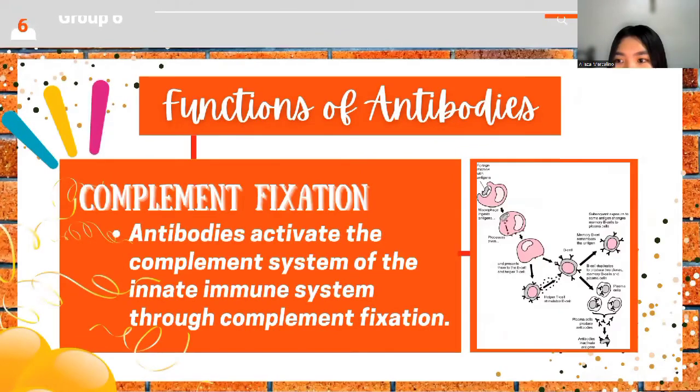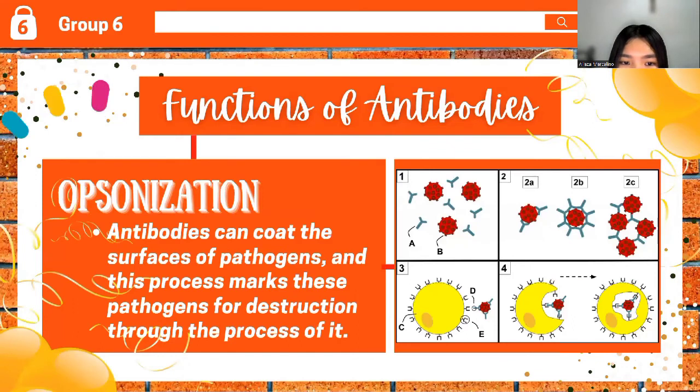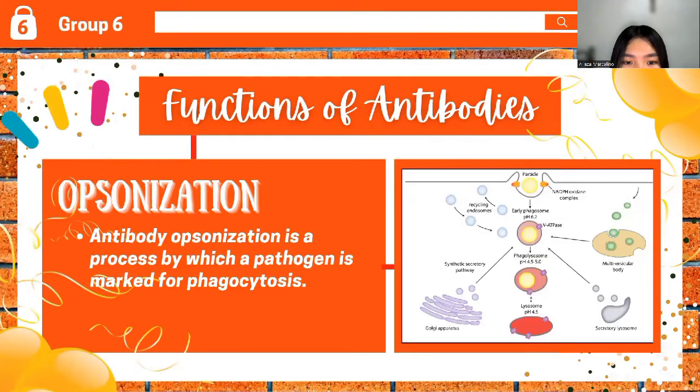In this page, we're gonna tackle opsonization. Antibodies can coat the surfaces of pathogens, and this process marks these pathogens for destruction. Basically, opsonization stimulates removal of pathogens by macrophages and other cells by coating the pathogen. During opsonization, the antibody's tail binds to an Fc receptor on a macrophage, neutrophil, or natural killer cell. Antibody opsonization is a process by which a pathogen is marked for phagocytosis.